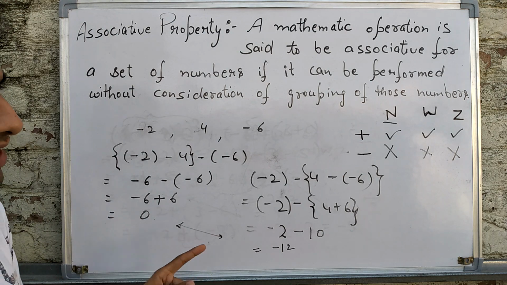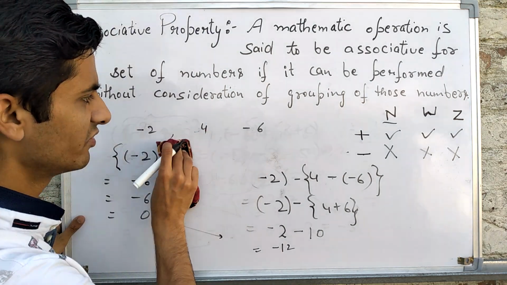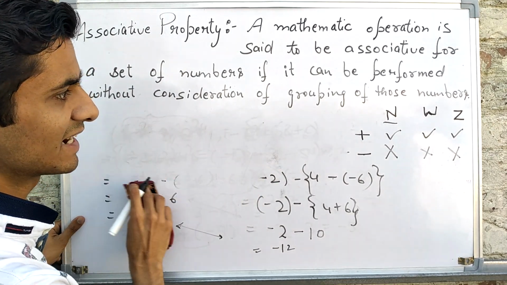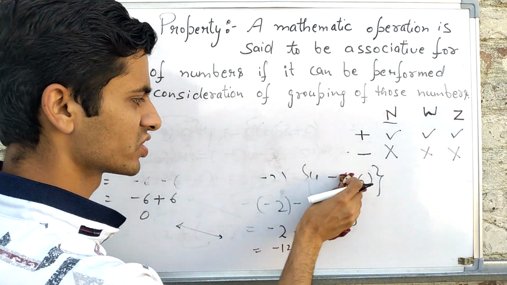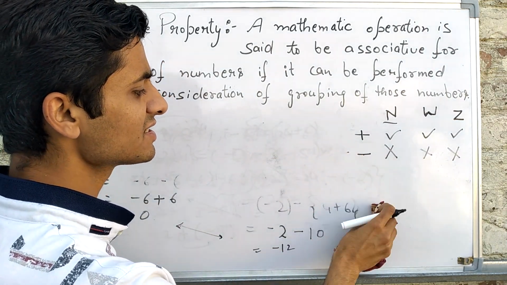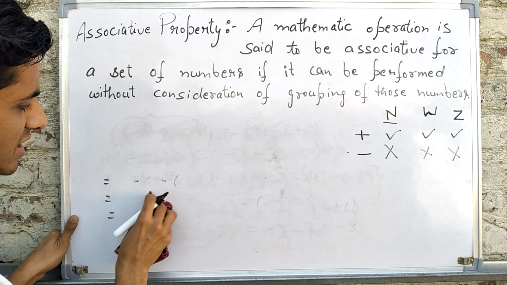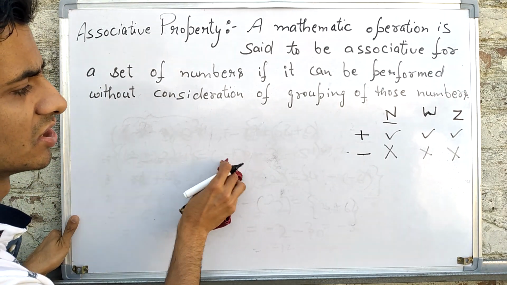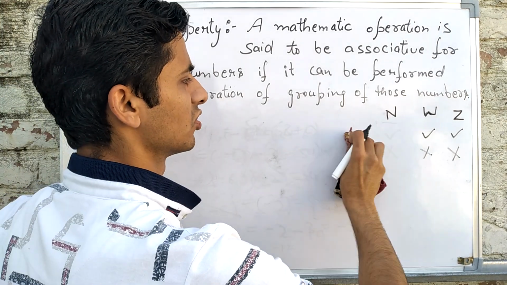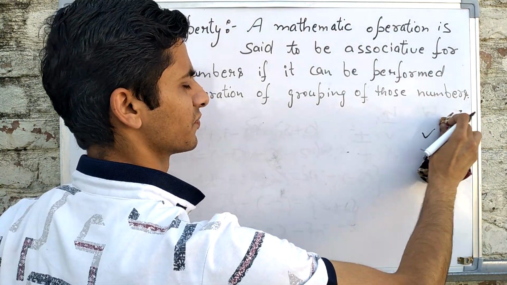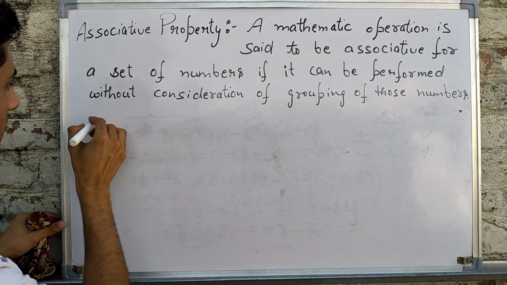So in properties of addition and subtraction, what we have reached is that addition is associative and subtraction is not associative. Addition is associative and subtraction is not associative. Now let us move on further to the identity property.